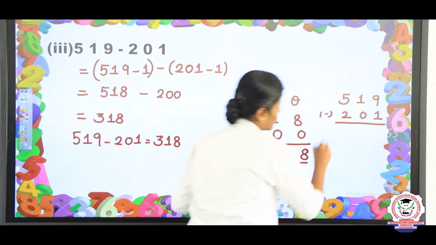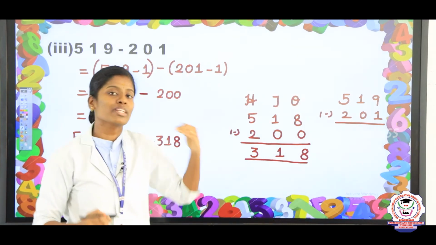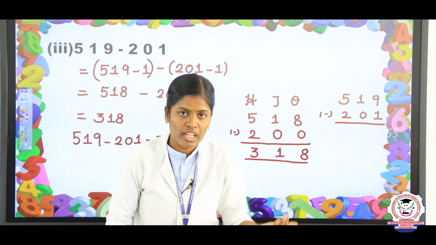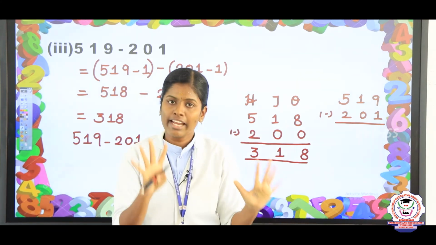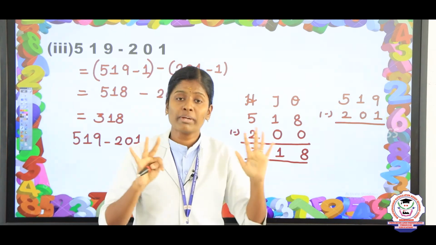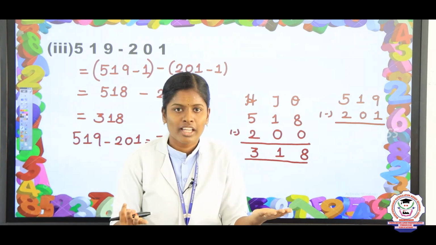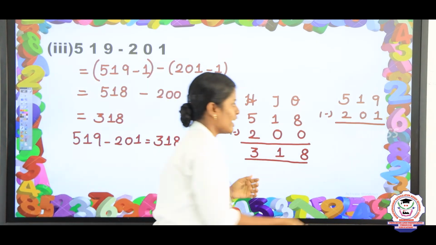Do the subtraction. Take the ones place value. Here the ones place values are 9 and 1. Just show your 9 fingers and fold only 1 finger. So remaining how many fingers are there? 8. So the answer is 8.